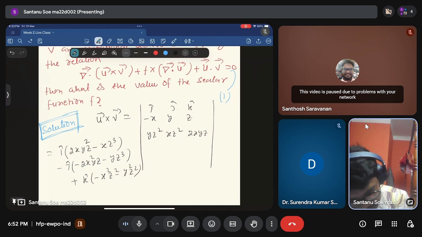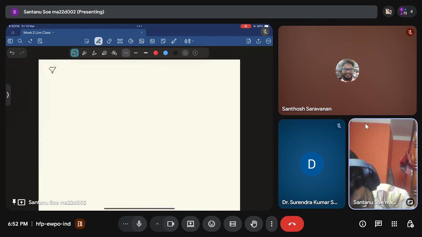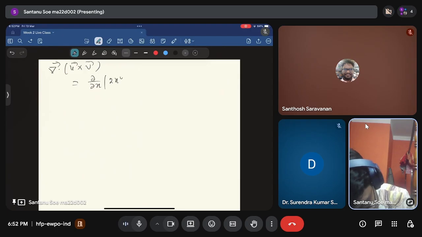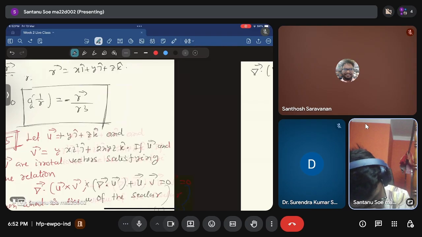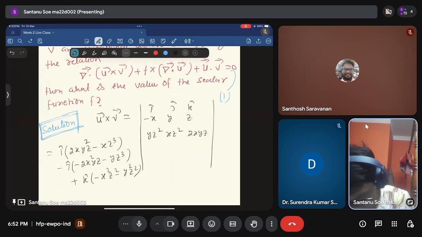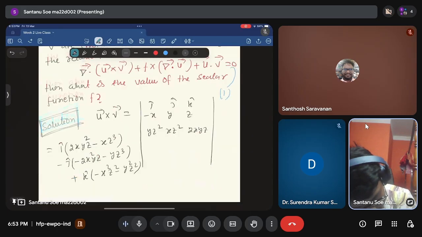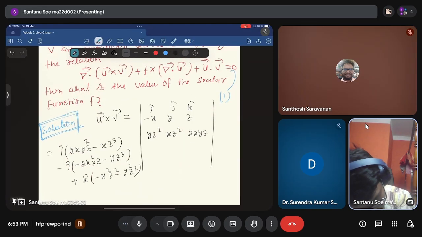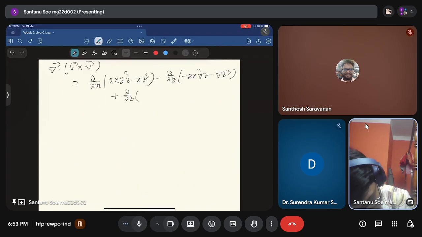So now we have to calculate the divergence of u cross v. So this is just del del x of 2xy square z minus xz cube, minus del y of, so this will be minus minus plus, so we can take the minus out, or maybe you can just keep it, minus 2x square yz minus yz cube, plus del z of minus x square z square minus y square z square.